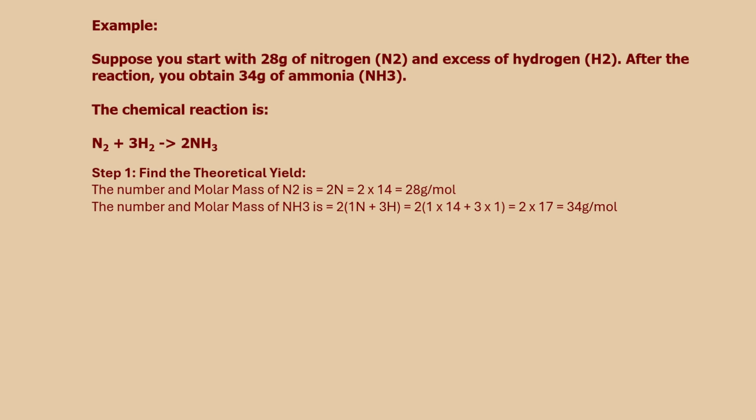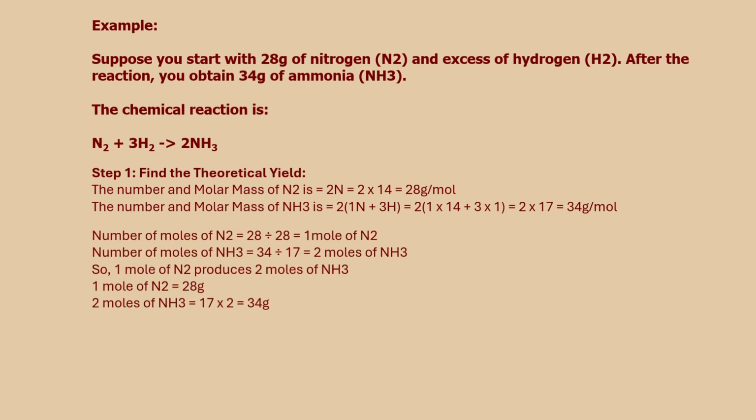The molar mass of nitrogen N2 is equal to 2 times N, which is 2 times 14, equal to 28 grams per mole. The molar mass of NH3 is 1 N plus 3 H, which is 1 times 14 plus 3 times 1, equal to 17 grams per mole, so 2 moles is 2 times 17, equal to 34 grams per mole.